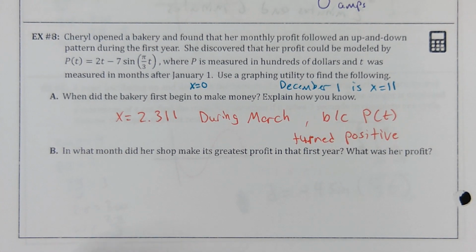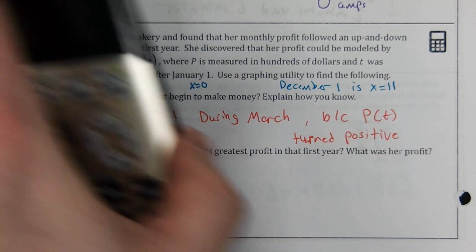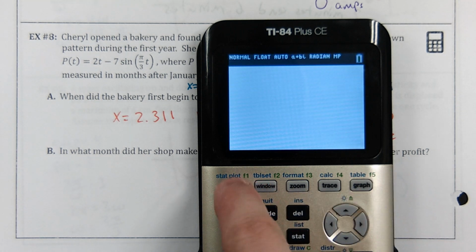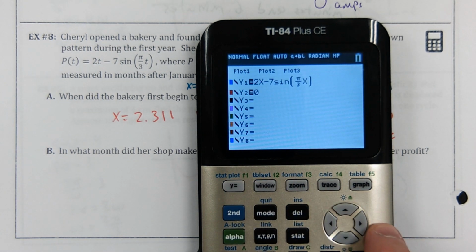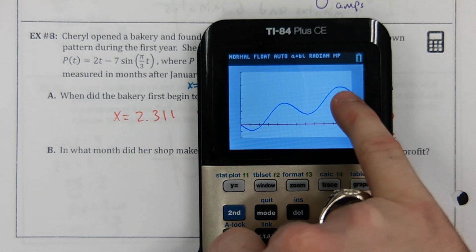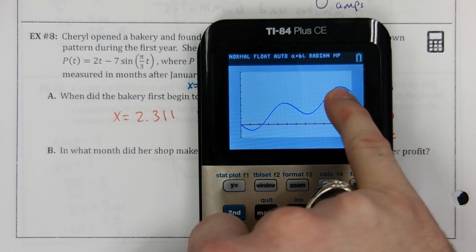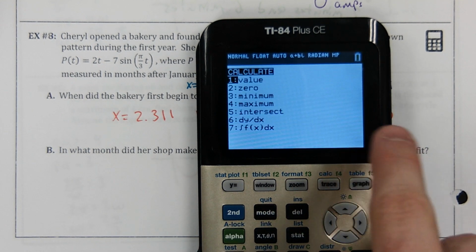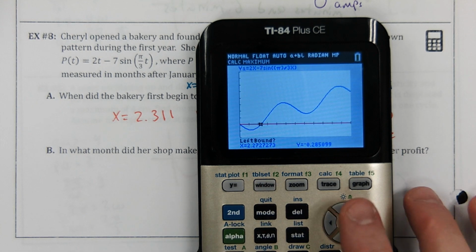Now, part B says, in what month did her shop make its greatest profit in that first year? So if we go back to our graph, there's our graph. Clearly, our greatest profit happened right there, and we need to find that. That's a maximum. So second, trace, maximum is number 4.